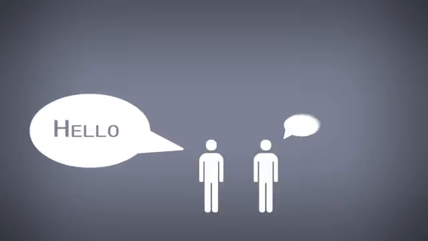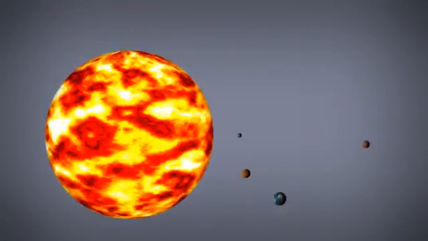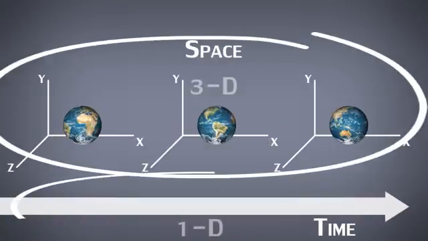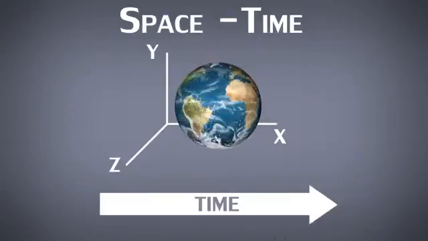The thing that allows us to talk to each other and walk from one end of the room to the other is time. The thing that allows the planets to orbit the sun is time. The thing that allowed the Big Bang to occur is time. Meaning that our universe would never have come into being if it had not been for time. Time allows the laws of physics to exist. So here we have space and time, space and time, space-time.